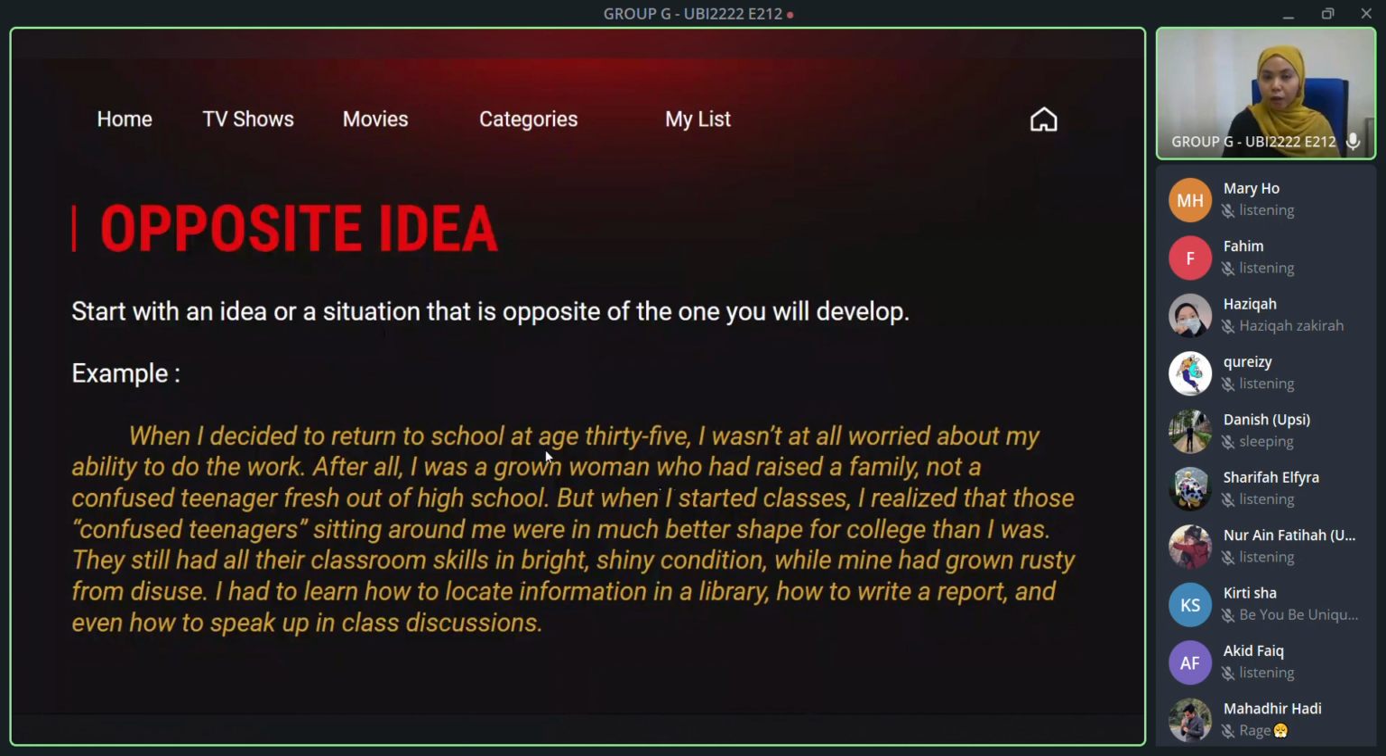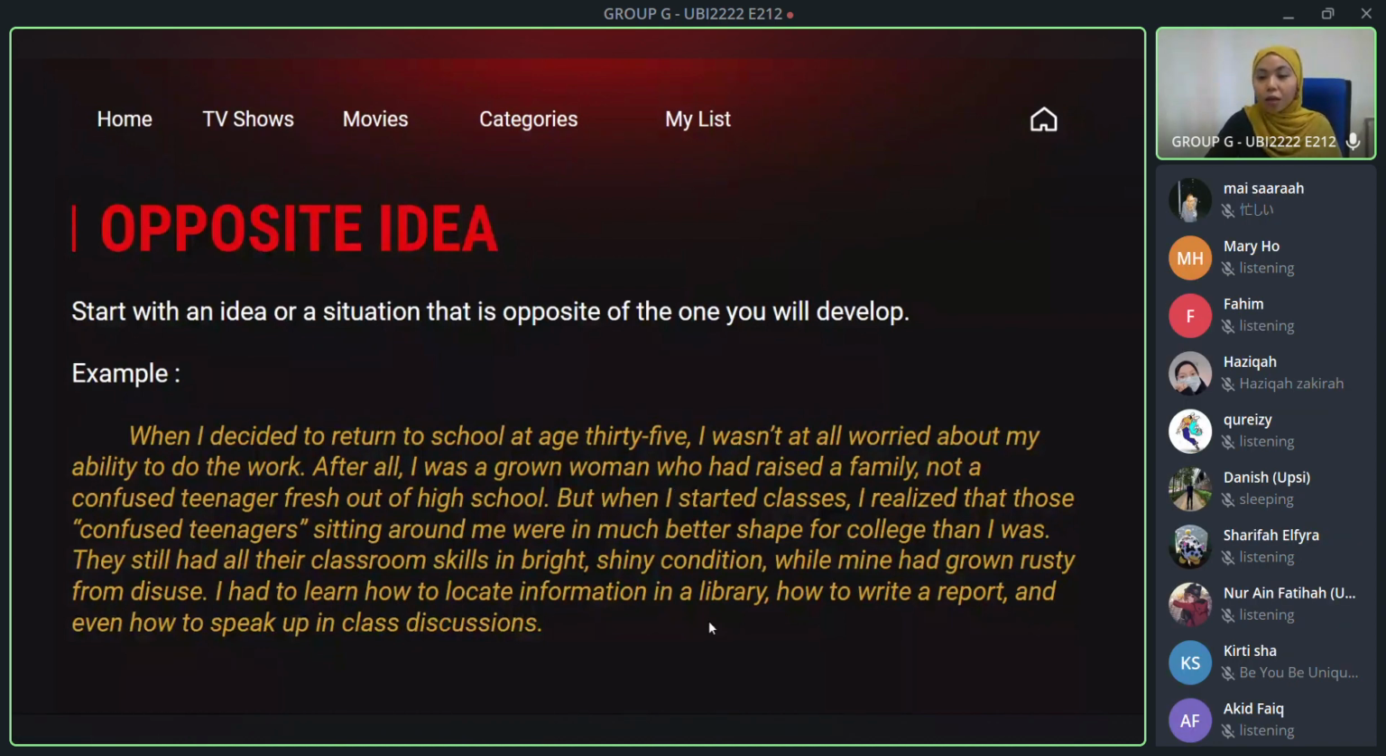But somewhere in the middle of the essay, or not in the middle of the essay, in the middle of this paragraph, the story has shifted from something so positive into something that is opposite to it. So now she realized that those confused teenagers were in much better shape for college than she was. She had a very difficult time to learn how to locate information in a library, main point 1, how to write a report, main point 2, and how to speak up in class discussions, main point 3.